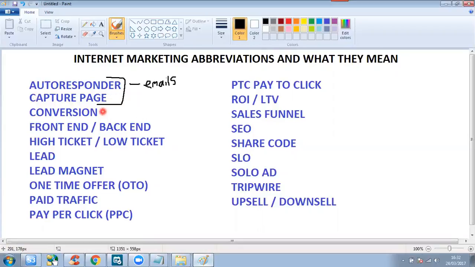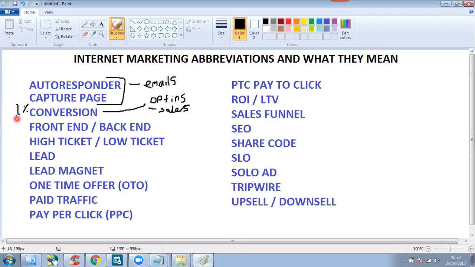Now, conversion. If we're talking about conversions on a capture page, then we're talking about the number of people who opt in. So every opt-in is a conversion. But in my experience, when people mention the word conversion, they're talking about how many sales. So if you get one sale per 100 visitors, then you have a 1% conversion rate. So you might hear a conversion rate, that kind of thing.